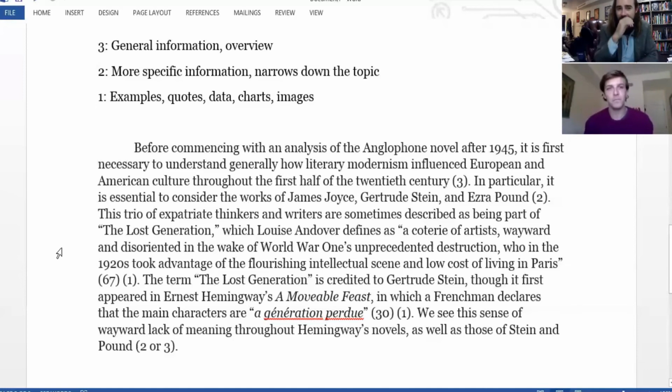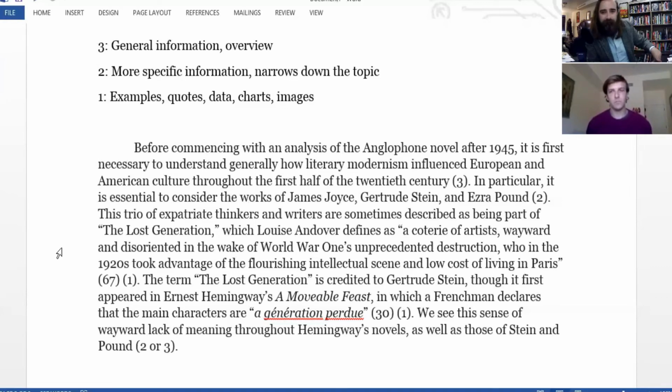Then we've got this trio of expat thinkers described as part of the lost generation, and that's obviously drawing directly from someone else's quote, right? Louis Andover. So we've got that. And we end here with the Lost Generation being credited to Gertrude Stein, though it first appeared in Hemingway's Movable Feast, in which a Frenchman declares that the main characters are a generation perdue.